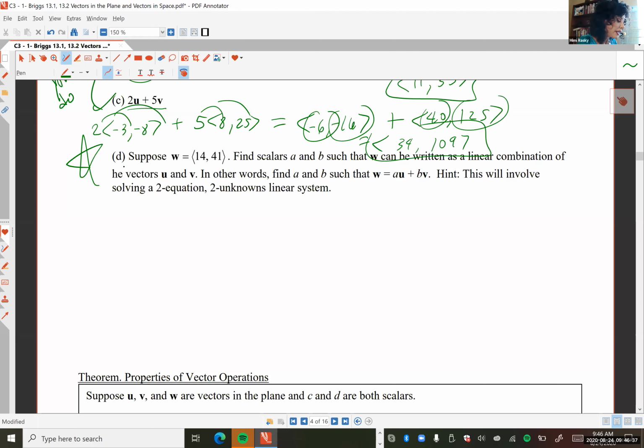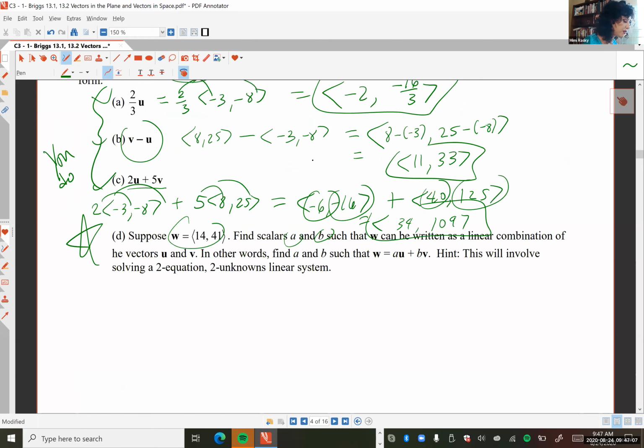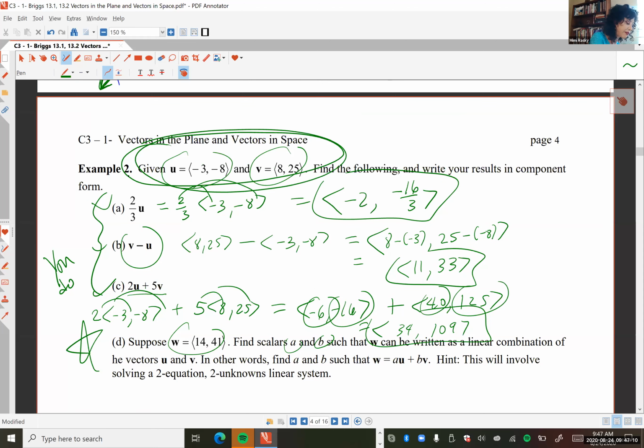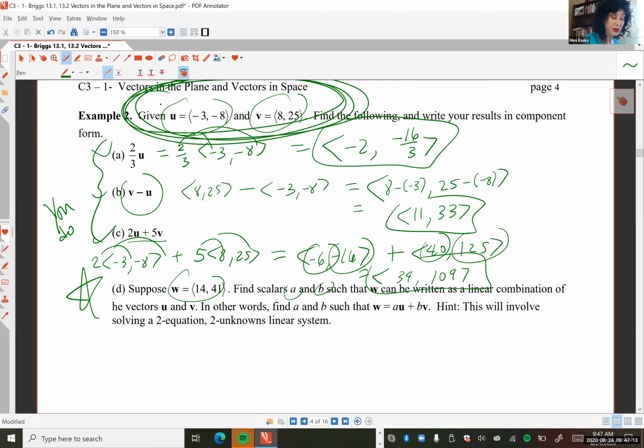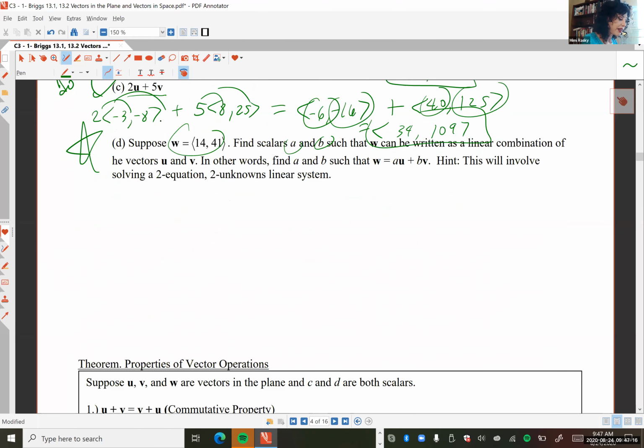So this is a linear algebra type problem, and it's really important that you know how to do it. So what is it? When I first read it to you, you're going to poop your pants, okay? Suppose W is this vector, 14, 41. Okay, what's the big deal? Find scalars a and b such that W can be written as a linear combination of the vectors U and V. Now, who's U and V? U and V are still these guys given to you at the beginning of the problem. You already have been doing some other stuff with those two vectors, but you're trying to write W as a linear combo of the other two vectors.